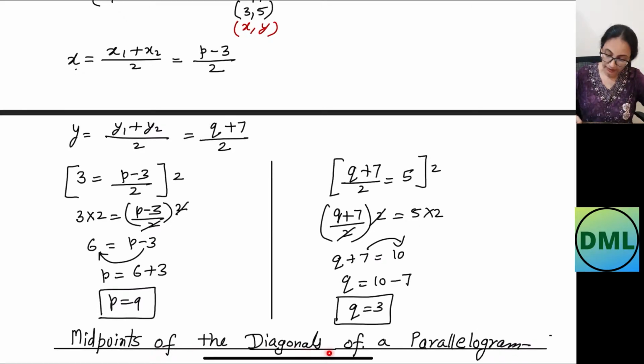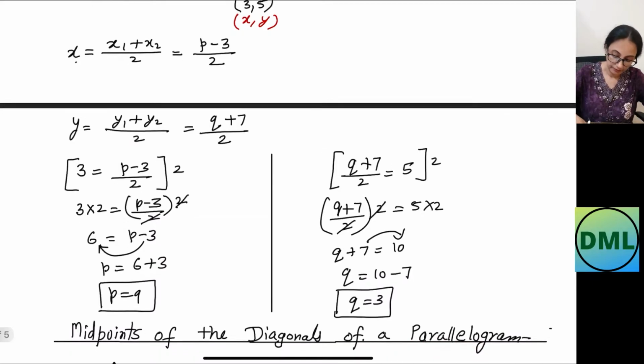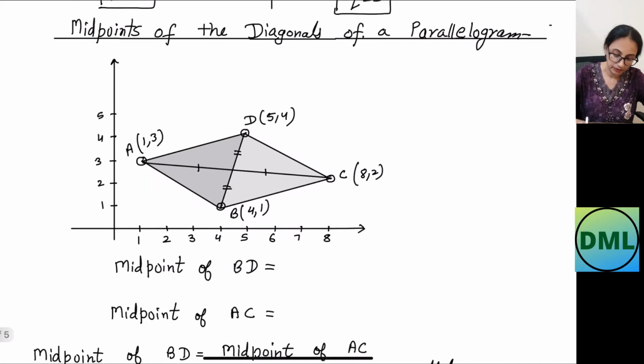Midpoints of the diagonals of a parallelogram. As you can see, I have drawn the parallelogram on the Cartesian plane. Let's say A has the coordinate (1, 3), B is (4, 1), C is (8, 2) and D is (5, 4). I have joined the diagonals AC and BD which cut at the point M. Now I have to find out the midpoint of BD.